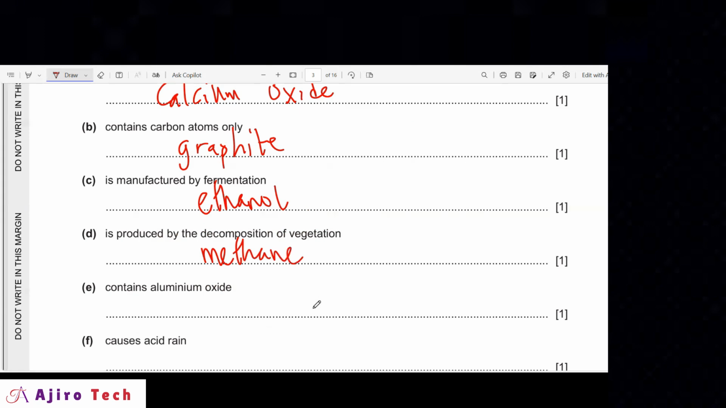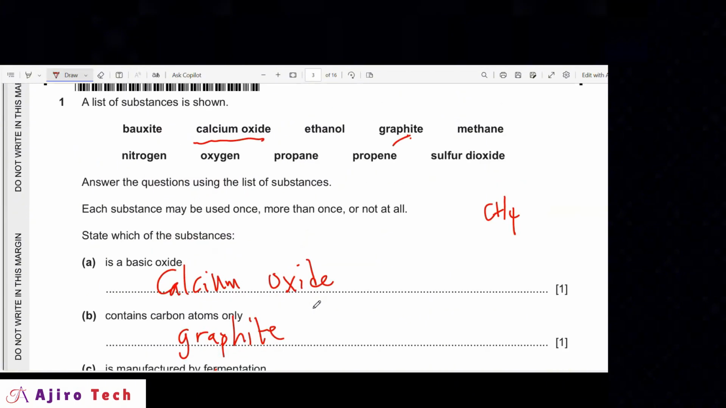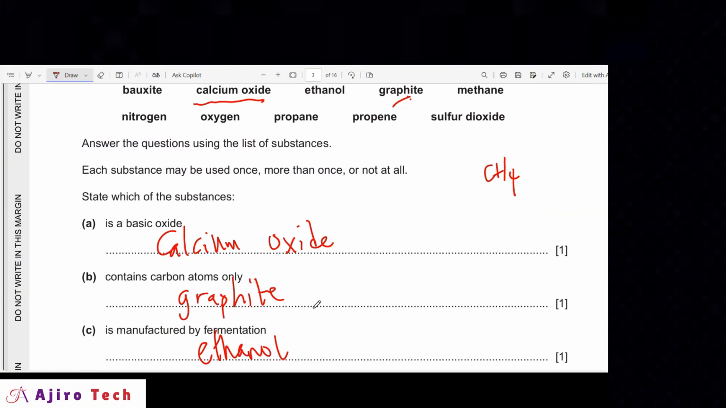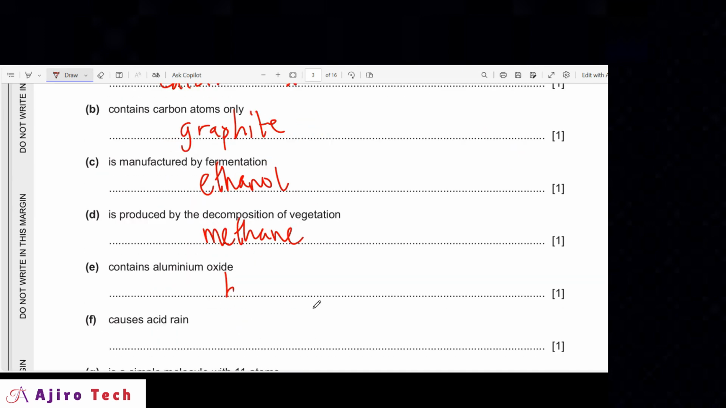Which one contains aluminum oxide? Of course, you know the ore of aluminum oxide. The name is bauxite. So we have bauxite in the options. So write bauxite here.